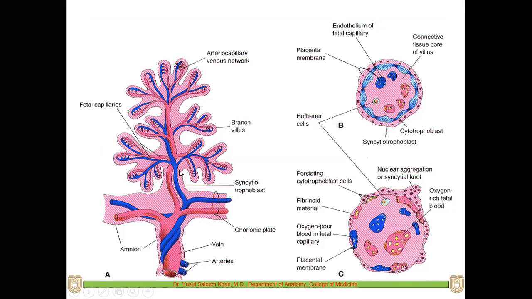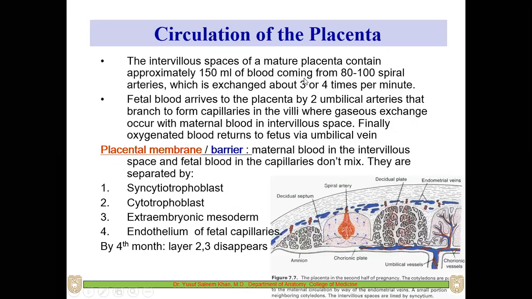I said this is unique: arteries are not shown in red but in blue, because they carry the deoxygenated blood or the CO2. It will be exchanged here in the intervillous space, where the maternal blood is filled. They will give the oxygenated blood, and it will pass back to the fetus through the umbilical vein. So pure blood is coming to the fetus through the umbilical vein.